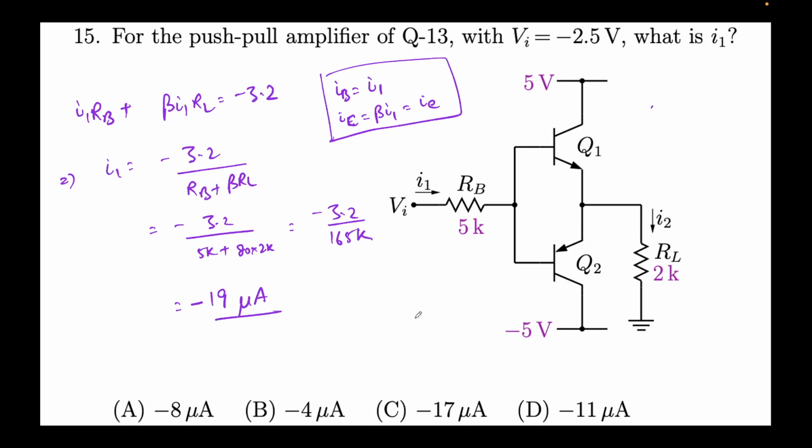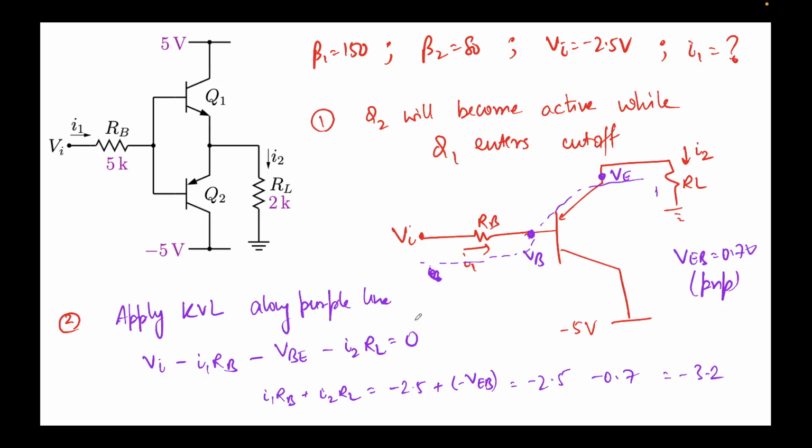Okay, why is there a discrepancy in the answer? Let me just check. Did we do it correctly or not? Just hold on a minute. Let's do the analysis once again. So we saw that Q2 will become active and Q1 enters cutoff. That's fine. So this is the current I1 that is flowing. This is the base. This is the emitter that we have over here. Correct. This is the collector. Okay. So if I follow this line, this is VI minus I1 RB minus VBE minus I2 RL. This should be equal to 0.